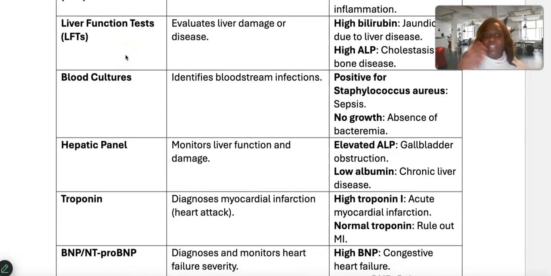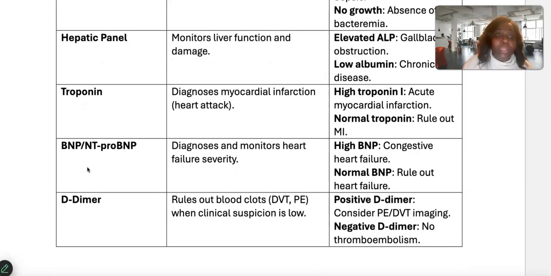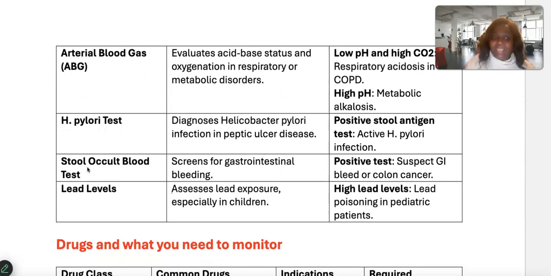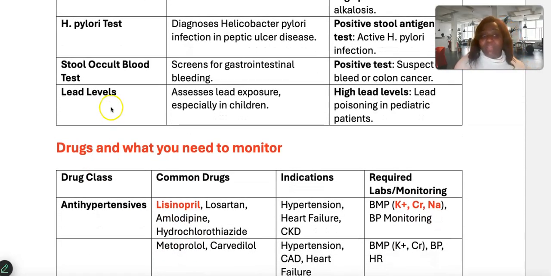We have liver function tests. We have blood cultures. We have the hepatic panel. We have troponin. We have the BMP. We have the D-dimer, arterial blood gases, H. pylori test. We have the stool occult blood test. We have the lead levels.